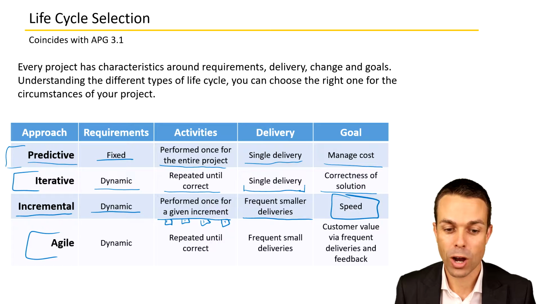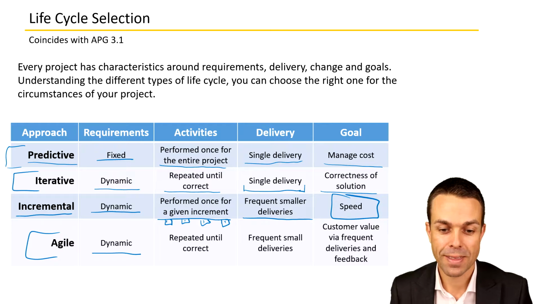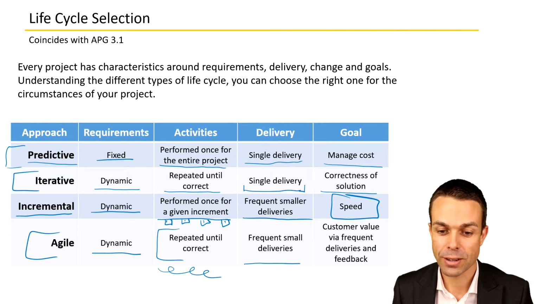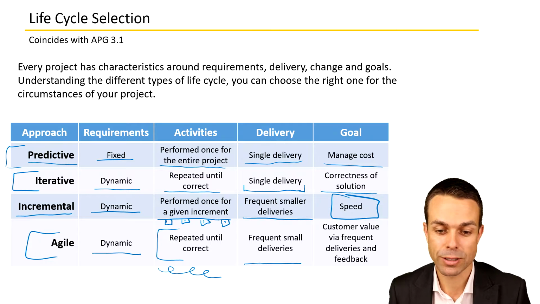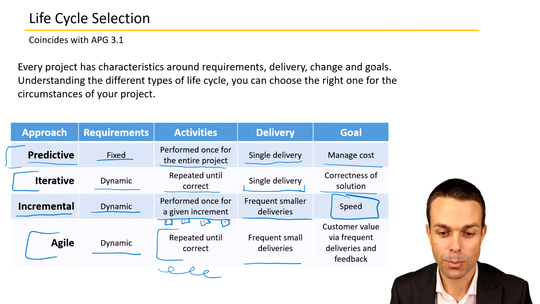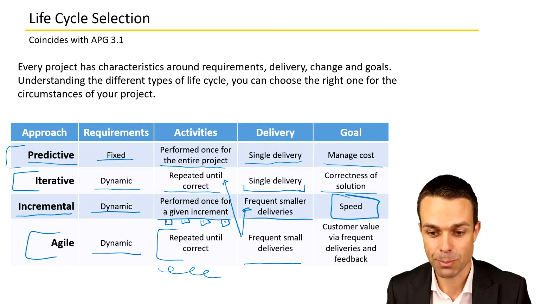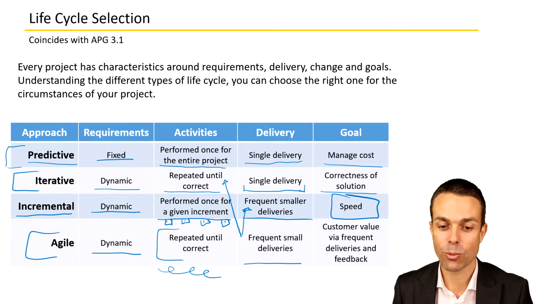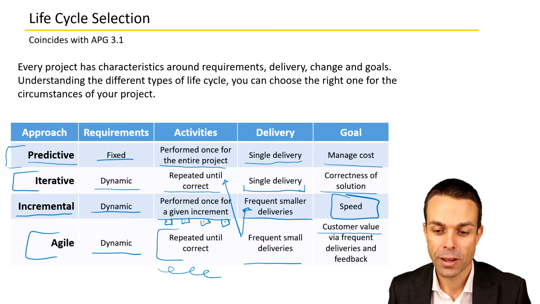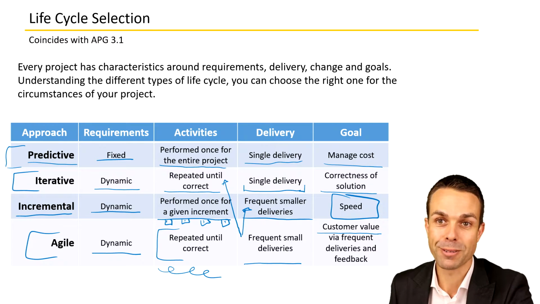The Agile approach, the requirements are dynamic as well. They will change. The activities are repeated until correct, so it's sort of an iterative approach there. But also, we're delivering small deliveries, so frequent small deliveries. So it's incremental in that way because we match up to the frequent small deliveries, but it's also iterative in the way that we are repeating those activities until they are correct, and we're putting that feedback back into the process. So because of that, we're combining those two things to get the most customer value, and that's our goal, via frequent deliveries and frequent feedback.